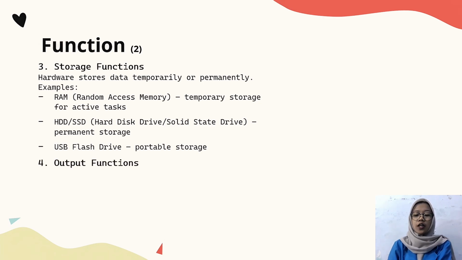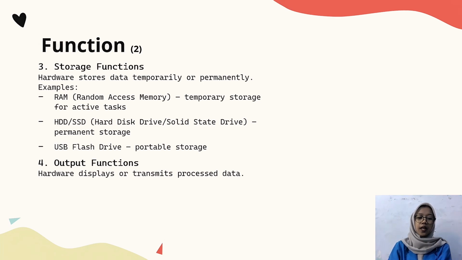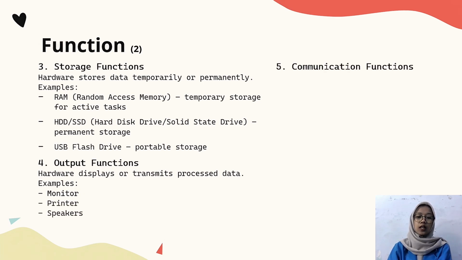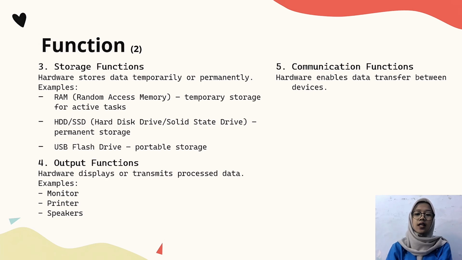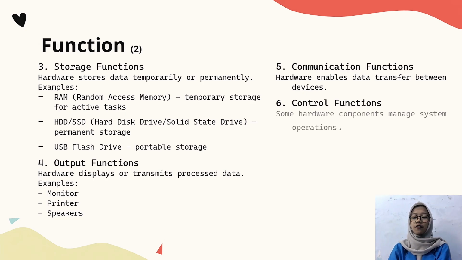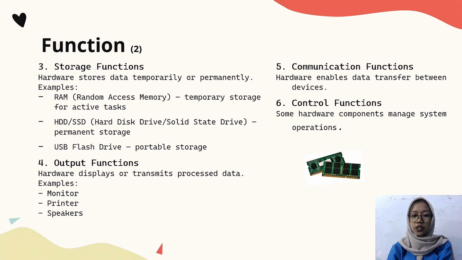There are the output functions. Hardware displays or transmits processed data. Examples are monitor, printer, speakers, and so on. The fifth is communication functions. Hardware enables data transfers between devices. And the sixth is control functions. Some hardware components manage system operations, so the hardware can manage the system operations.